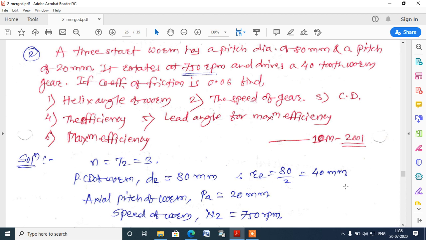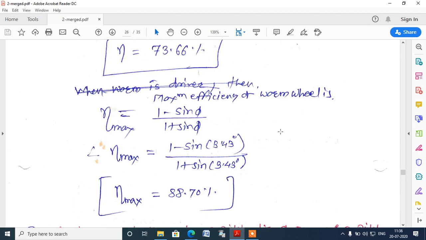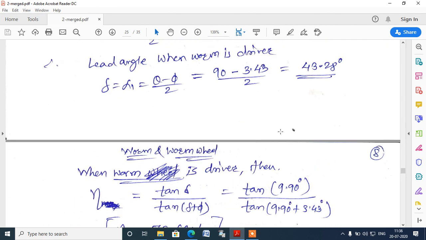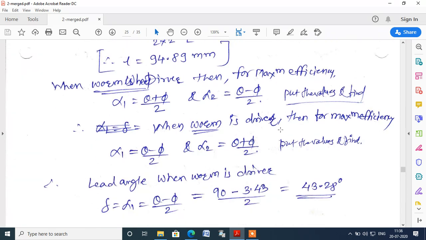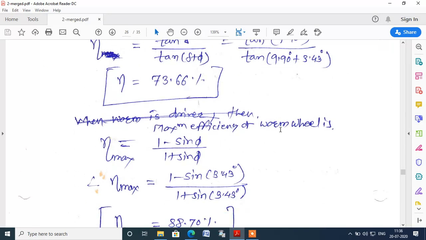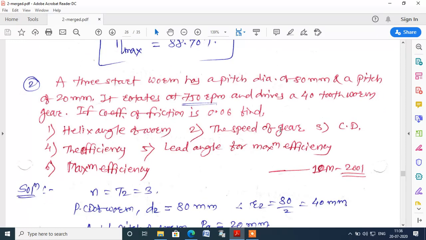So, welcome back for the next module. Students, last class we saw one problem in which we found the center distance of the worm and worm wheel, then efficiency and maximum efficiency. Now today we'll see another problem.